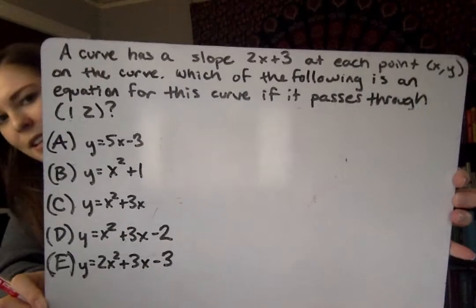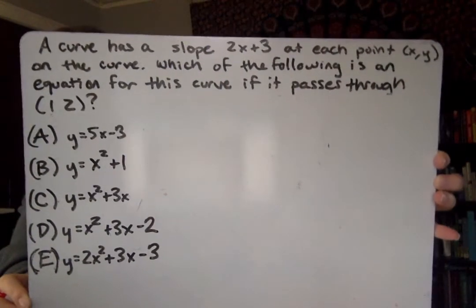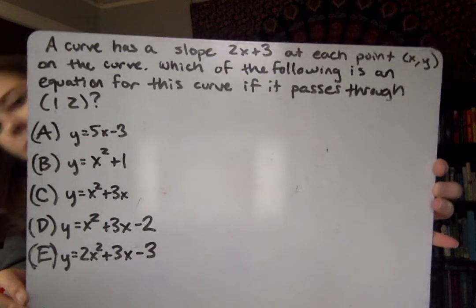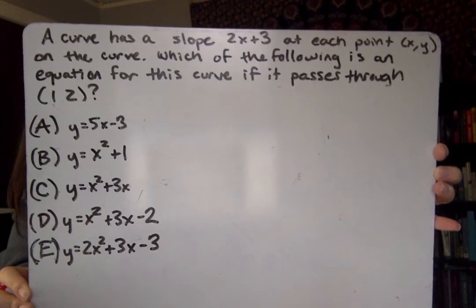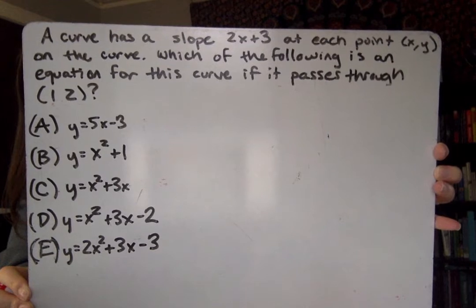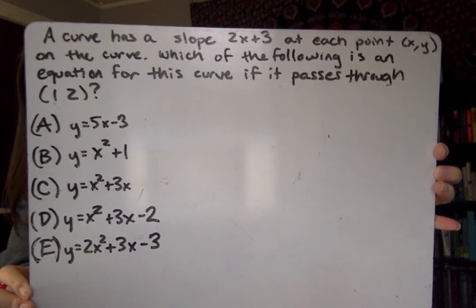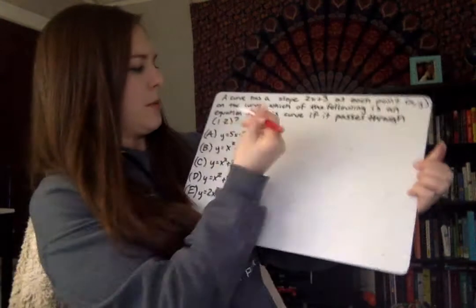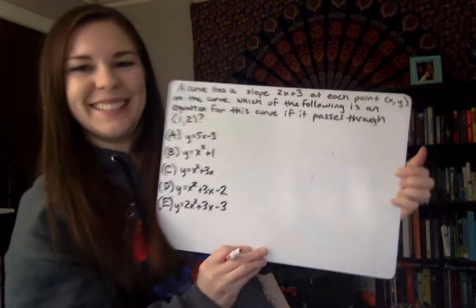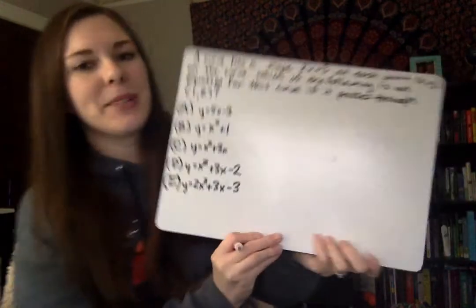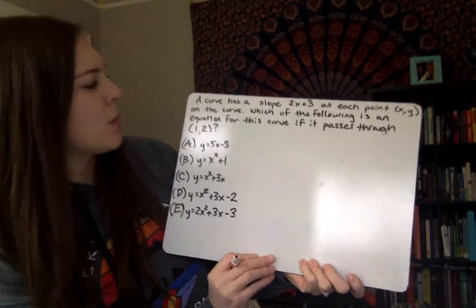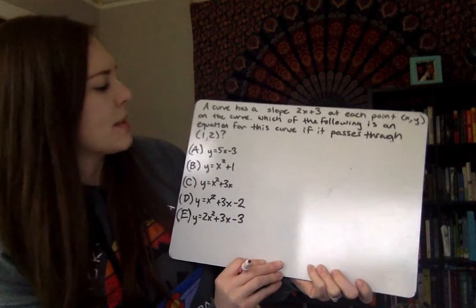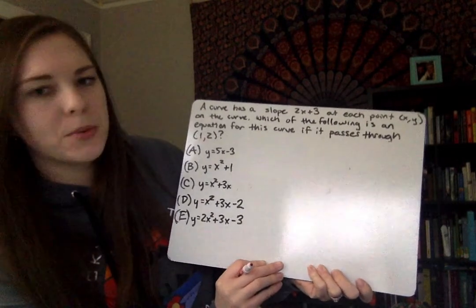Make sure everybody can see that. Okay, and this is supposed to be 1, 2. Oops. Alright, so I'm going to read it out loud. A curve has a slope 2x plus 3 at each point (x, y) on the curve. Which of the following is an equation for this curve if it passes through (1, 2)?